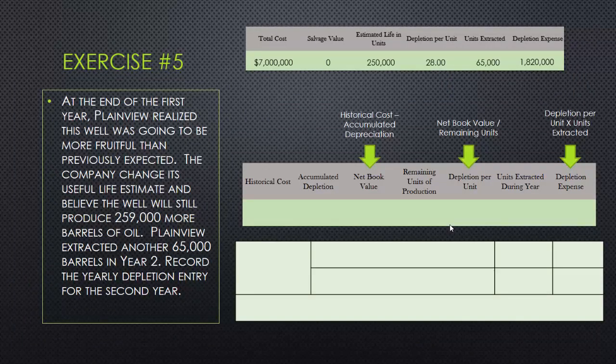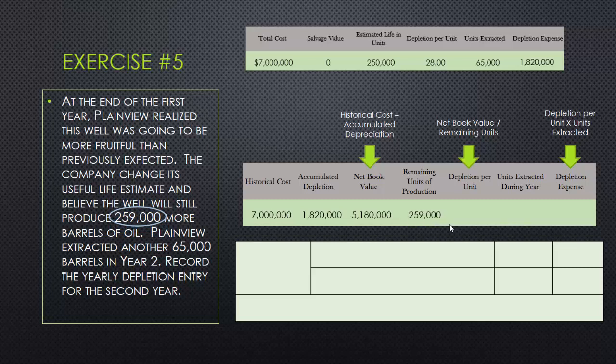Then during the second year, they're going to make a revision to their estimate. They believe that this well still has 259,000 more barrels of oil left in it. So the historical cost that we're going to use is that $7 million. Accumulated depletion is that $1.82 million that we recorded during the first year, bringing us a net book value on this well of $5,180,000. Our remaining units of production from our estimate is 259,000.